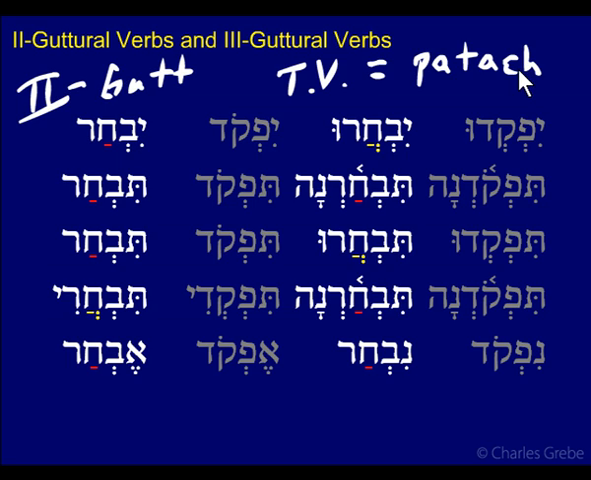And it's no big surprise. We know that gutturals like patach. So we have one here, here, here, here, here, here, and here. Now what about this yellow one? Why do we have this? Well, that is completely explainable as well.